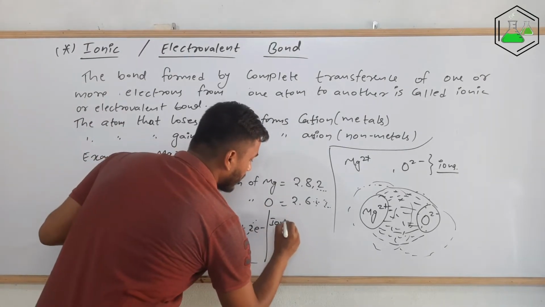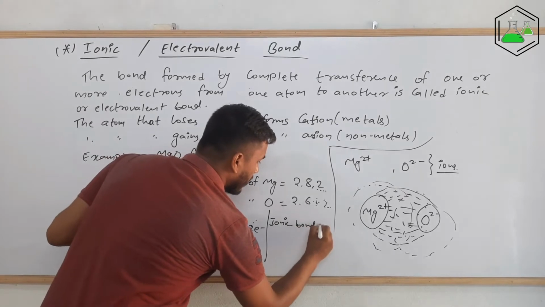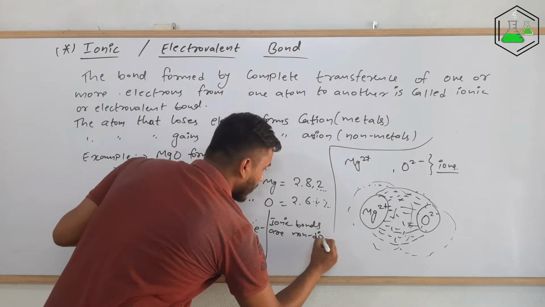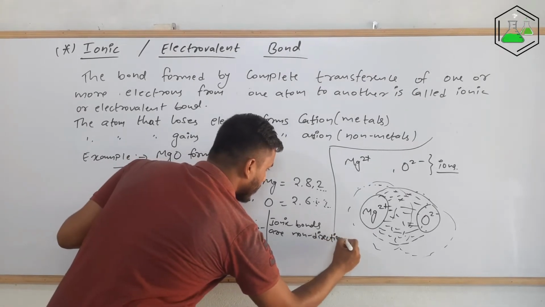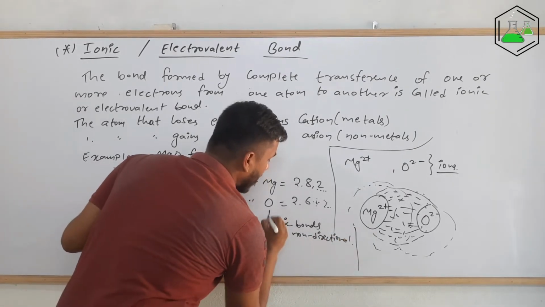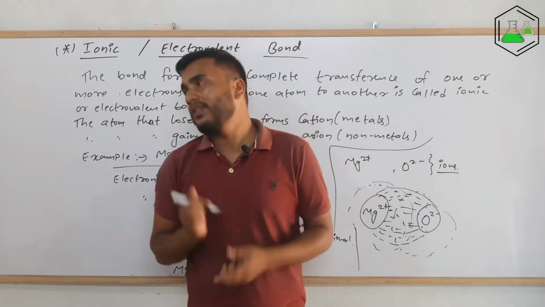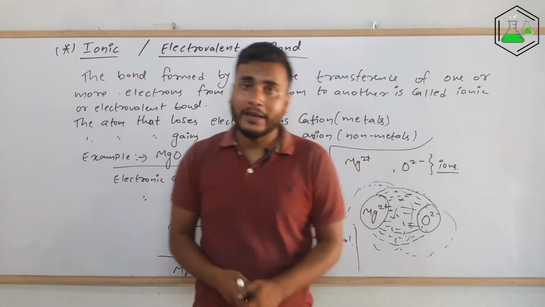Ionic bonds are non-directional. So there is no direction of the ionic bond. Okay, it can form from any side. So this is what ionic or electrovalent bond is.